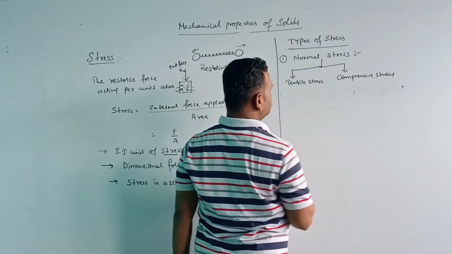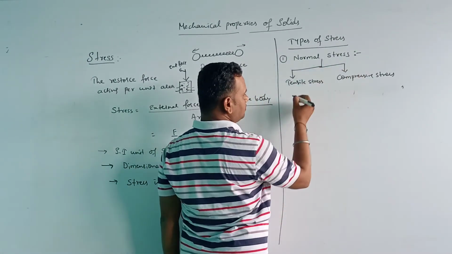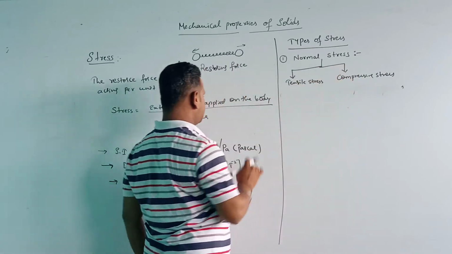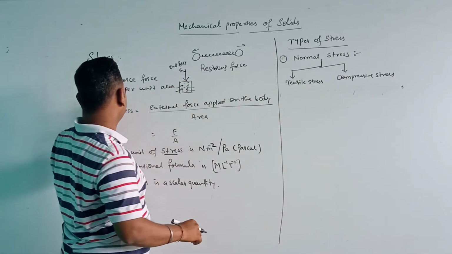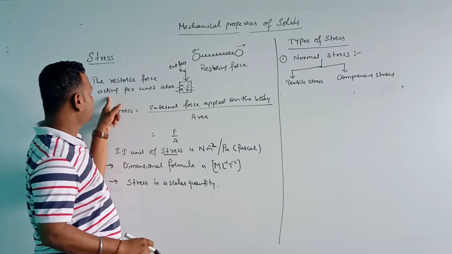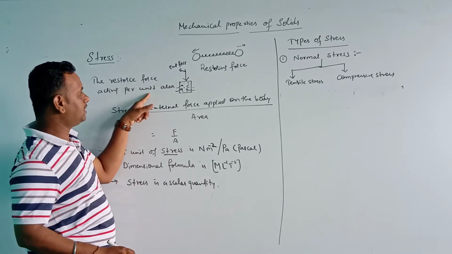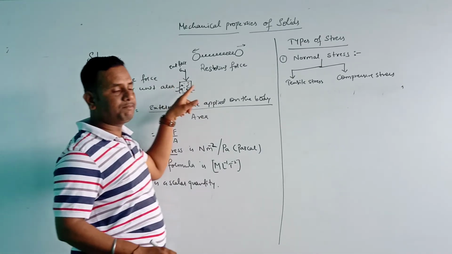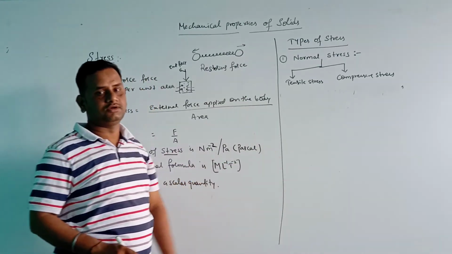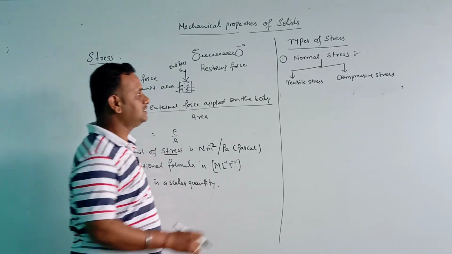So normal stress means what? Normal stress means the restoring force acting per unit area perpendicular to the surface of the body is called normal stress.